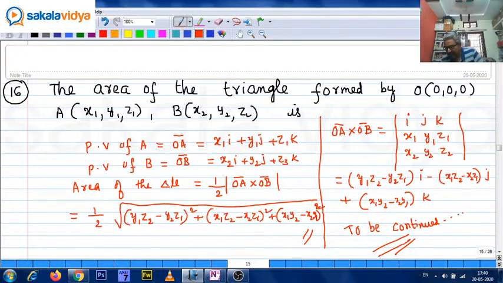Don't worry, with vectors also the cross product we can find like this. So even directly we can apply the determinant also. By applying the determinant also you will get it. Understood now?